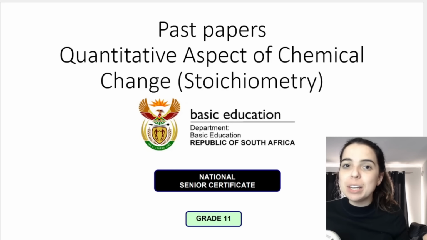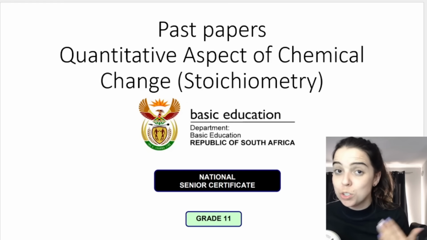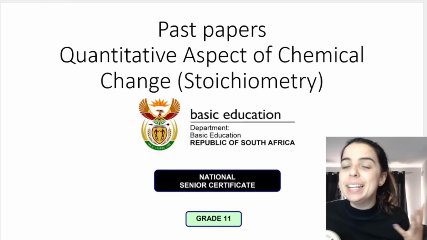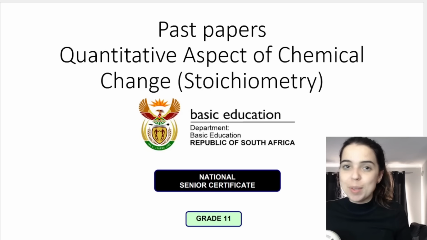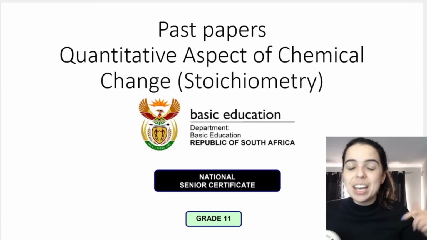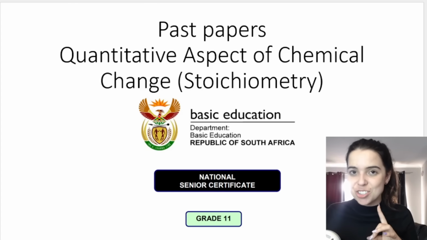In this video we're going to be looking at the quantitative aspects of chemical change, which is also called stoichiometry, and we're going to be focusing on past papers that look at limiting reagents: how to determine which reactant or reagent is the limiting reactant or reagent, how to calculate the mass or the moles of the excess reactant or reagent, things like that. Let's jump right into the video.